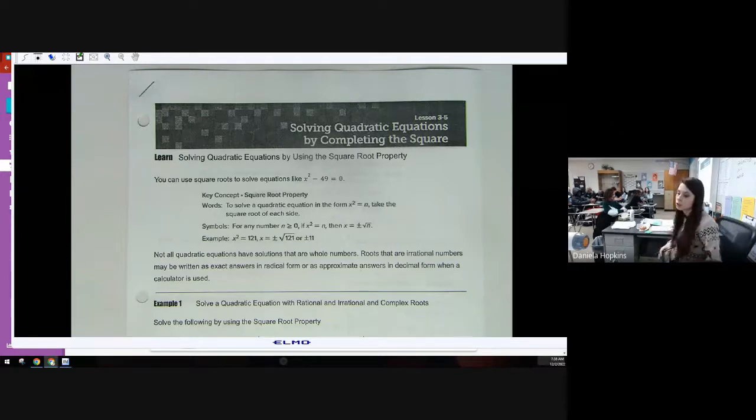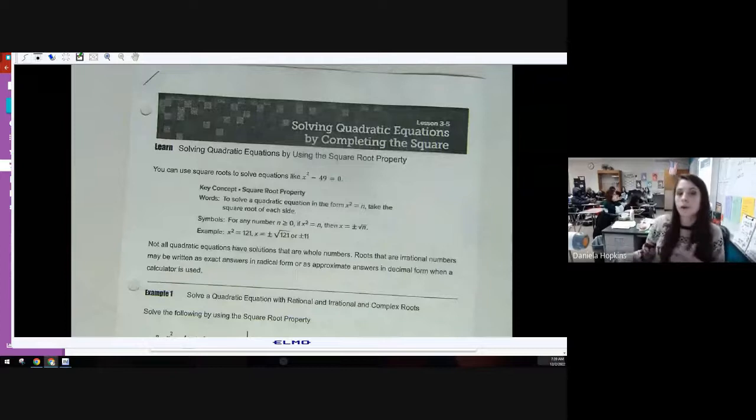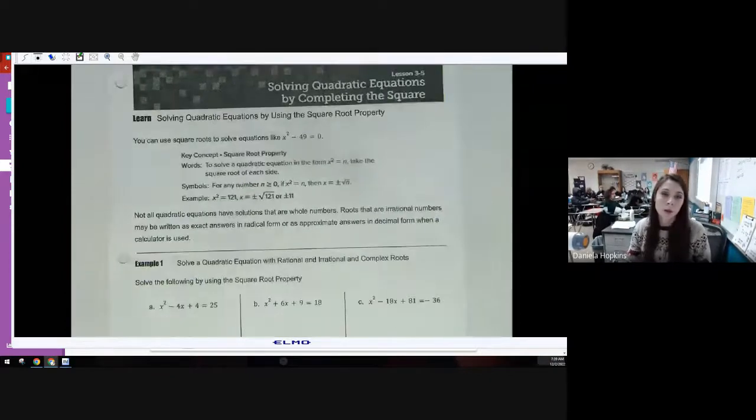We are going to transition sort of out of factoring. We still have to use factoring, but we're going to start talking about completing the square, which again, hopefully you guys did do this in Algebra 1. We're not actually going to complete the square today, though. We're just going to do two different things that prepare us for completing the square. So section 3.5, we're going to spend about 3 days on this. So we're going to solve quadratic equations by using the square root property.